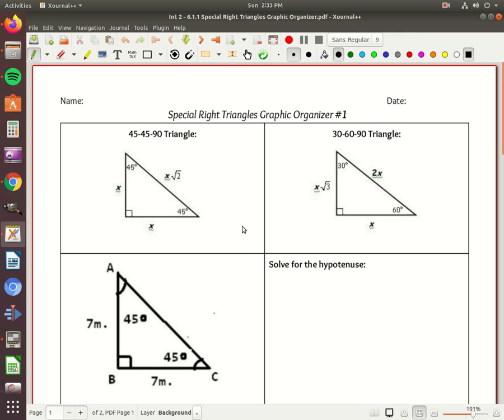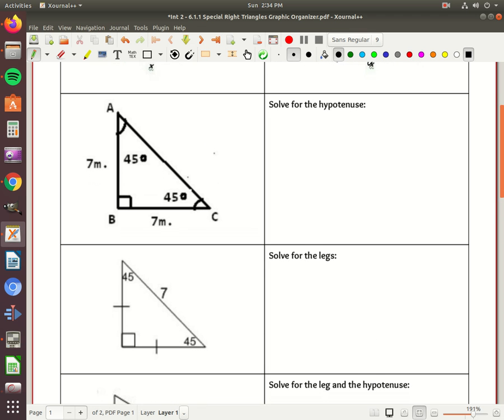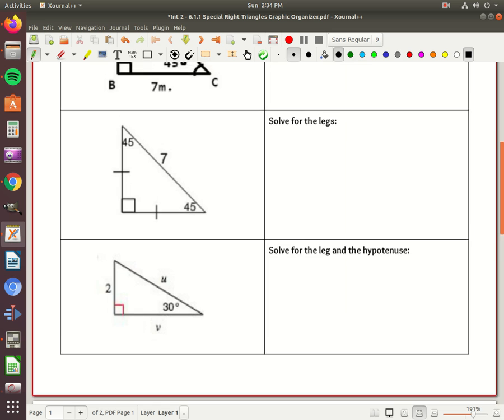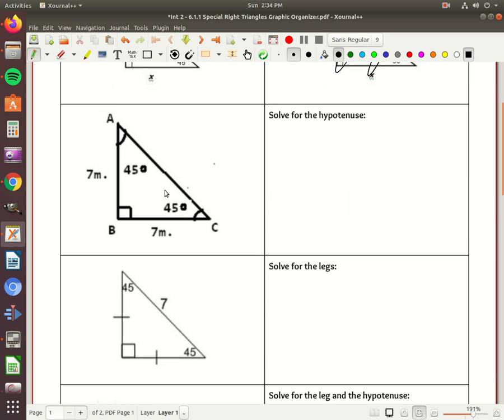We're going to get this graphic organizer, and as you can see, this one's already filled out, x squared of 2. We'll talk about the 30, 60, 90 later. Right now we're focusing on 45, 45, 90, but what happens if we get one like this, and really focusing on these first two? As you can see, we get to 30, 60, 90, which we'll talk about in a different video. So what do we do if we get something like this?